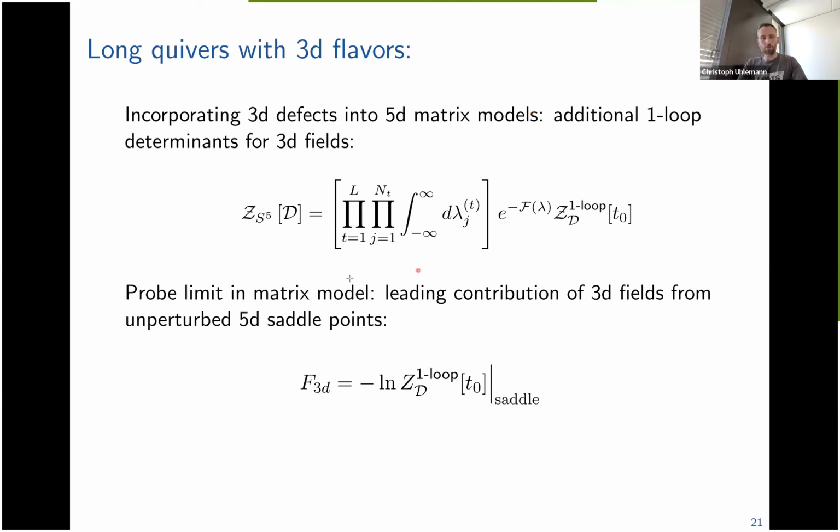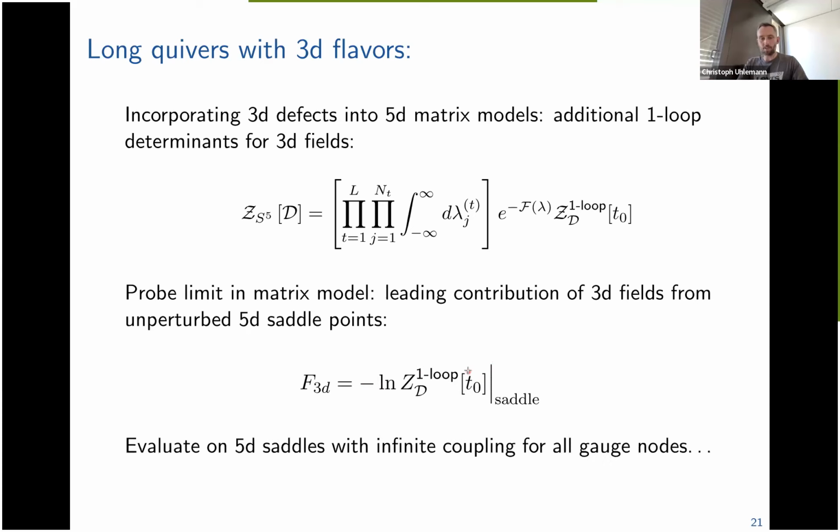That's fortunately made fairly straightforward, since there is an analog of this probe limit we discussed in the supergravity solutions also in the matrix model. The idea is that the leading contribution of these 3D fields is small compared to the contribution of all the 5D fields. And so they do not perturb the saddle point equations substantially. And the leading contribution of the 3D fields can be obtained by just evaluating the one-loop determinants on the old 5D saddle point as we know it.